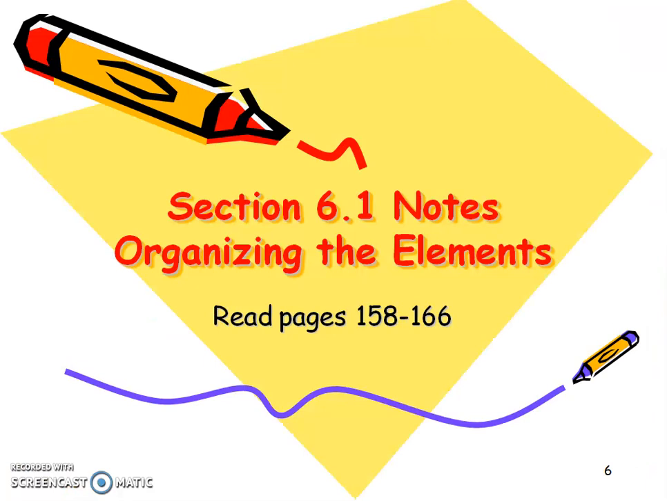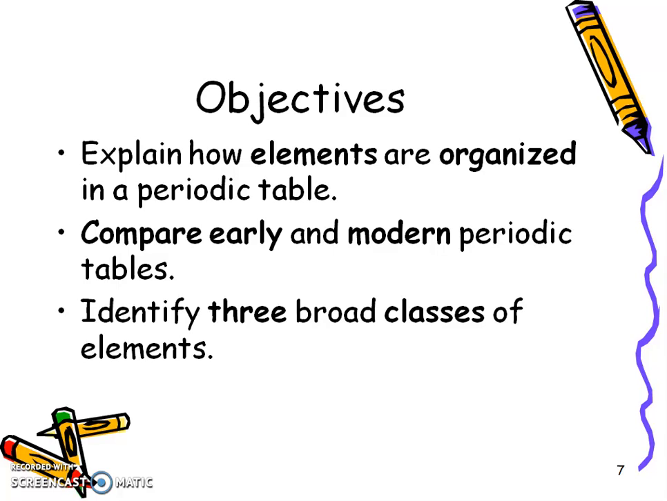So section 1 is about organizing the elements. Your objective is going to be to explain how elements are arranged in the periodic table, compare the early and modern periodic tables, and identify the three broad classes of elements.